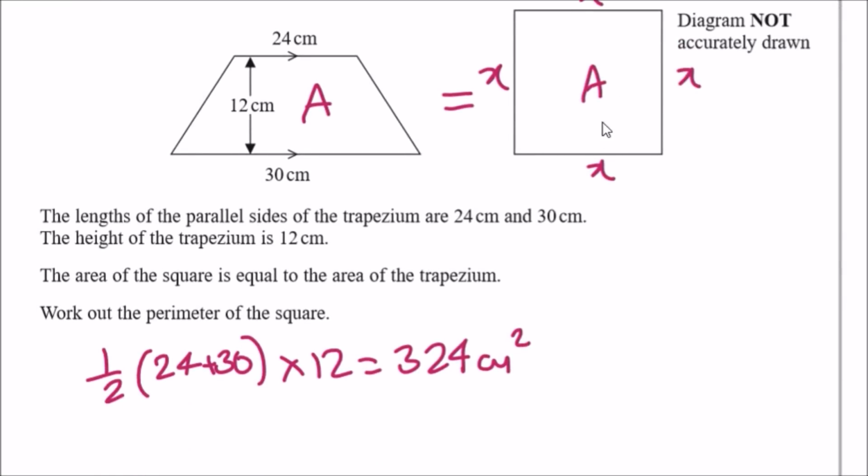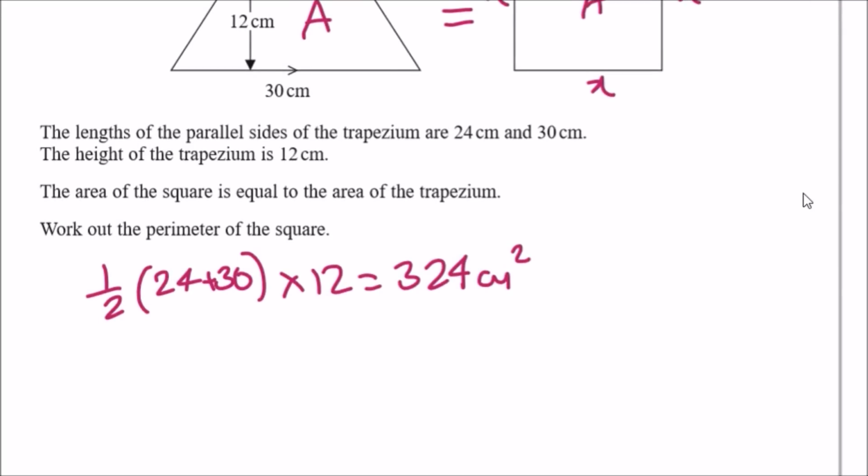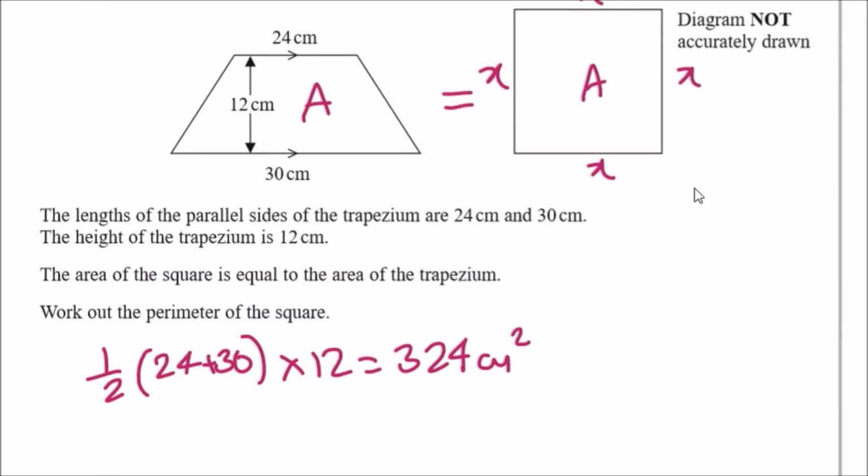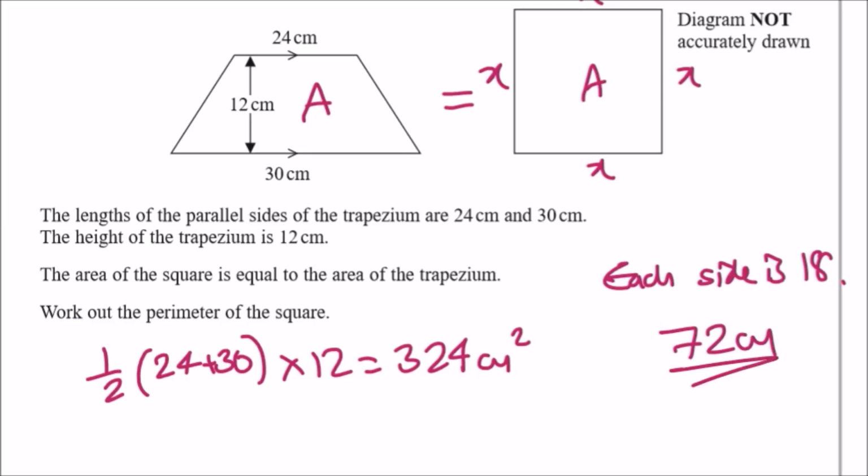So now, to find the length of a side of the square, you can just square root the result. Why? Because we know that the area of a square is x times x, yeah? It's base times height. So we can say the area of the square is base times height. So square rooting this answer, we should get 18. So this means that each length is 18. So let me write here, each side is 18. So the perimeter is going to be 4 lots of 18. So times that by 4, you should get 72 centimeters.